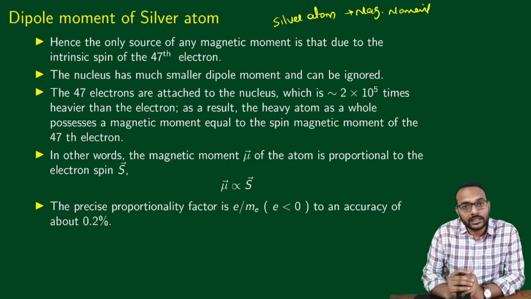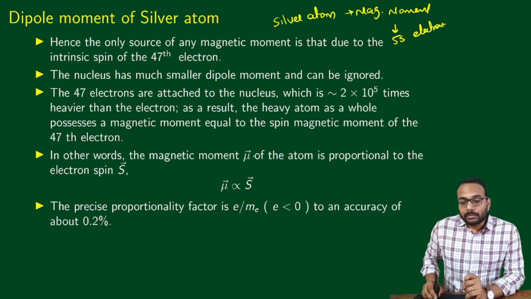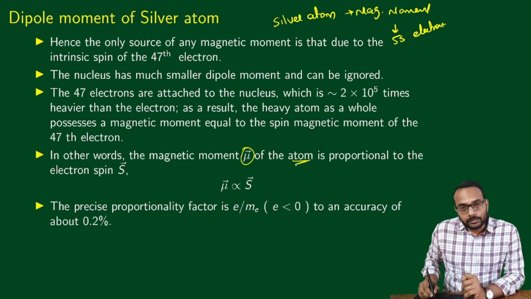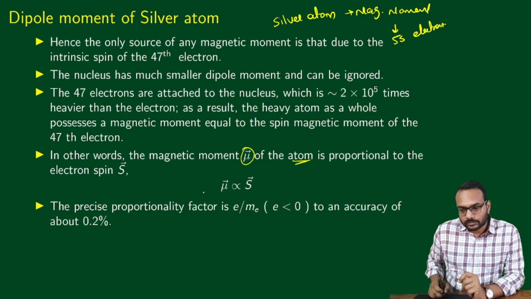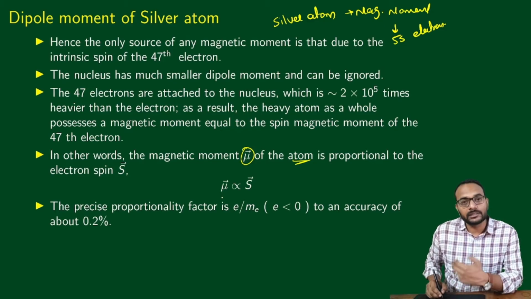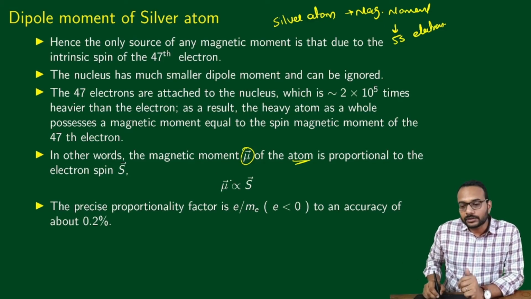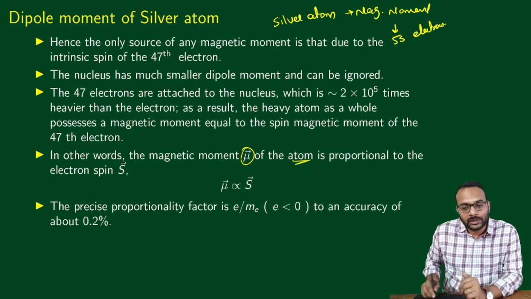And where does this magnetic moment come from? It comes from the 5s electron, from just one electron. So in other words, the magnetic moment of the silver atom is proportional to the electron spin. This we have already seen in the previous class. The magnetic moment is proportional to the spin, or any angular momentum for that matter. So we can write mu vector is proportional to S vector.